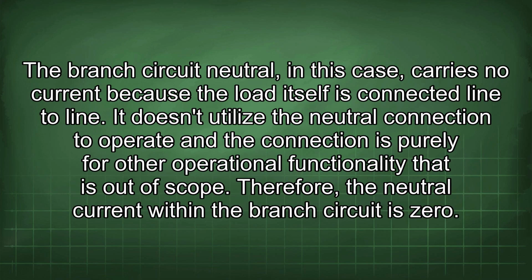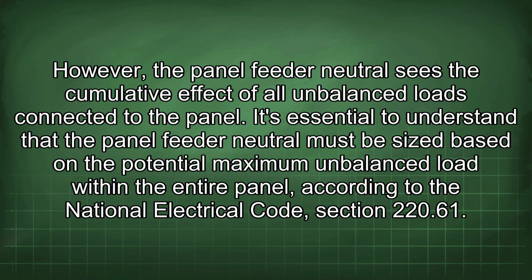The branch circuit neutral, in this case, carries no current because the load itself is connected line to line. It doesn't utilize the neutral connection to operate, and the connection is purely for other operational functionality that is out of scope. Therefore, the neutral current within the branch circuit is 0. However, the panel feeder neutral sees the cumulative effect of all unbalanced loads connected to the panel.